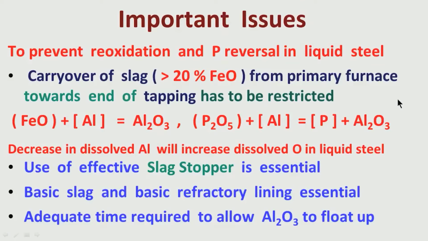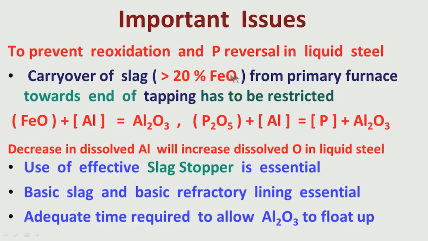That means the liquid steel coming towards the end of tapping is a smaller portion, and on top of it there is slag. So, when there is a funnel formation, along with the liquid steel some amount of liquid slag might be carried over from the furnace, that means from BOF or EAF to the ladle. So, this carryover of slag from the primary furnace towards the end of tapping has to be restricted.